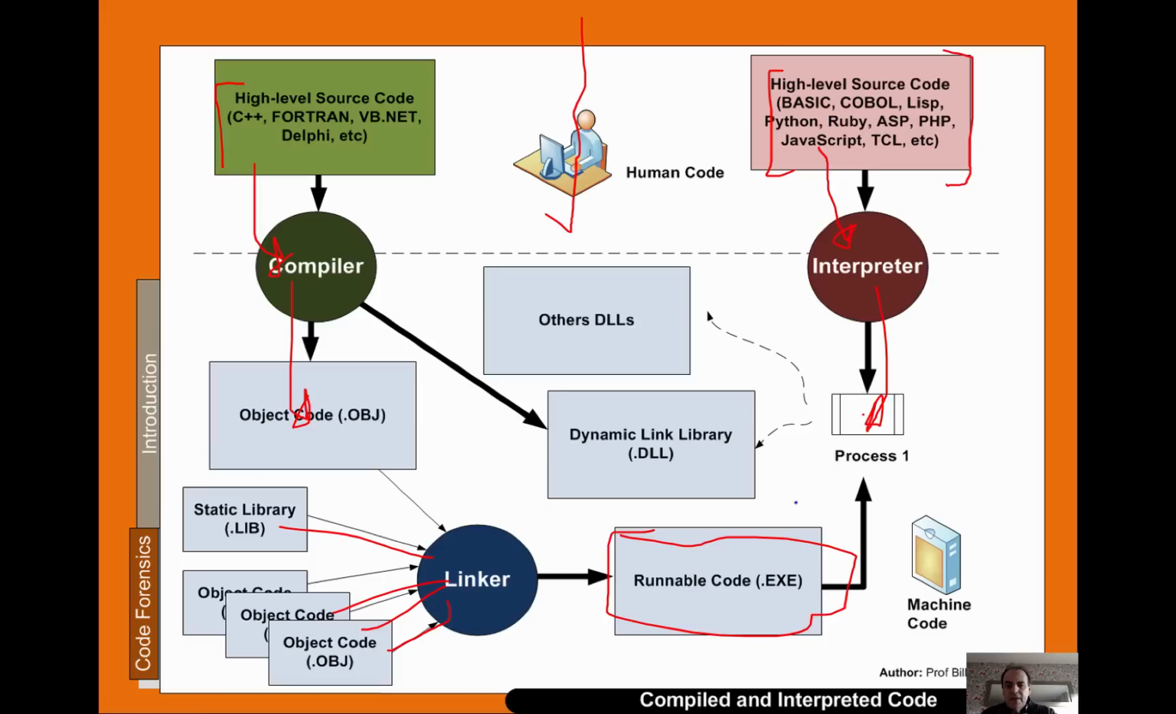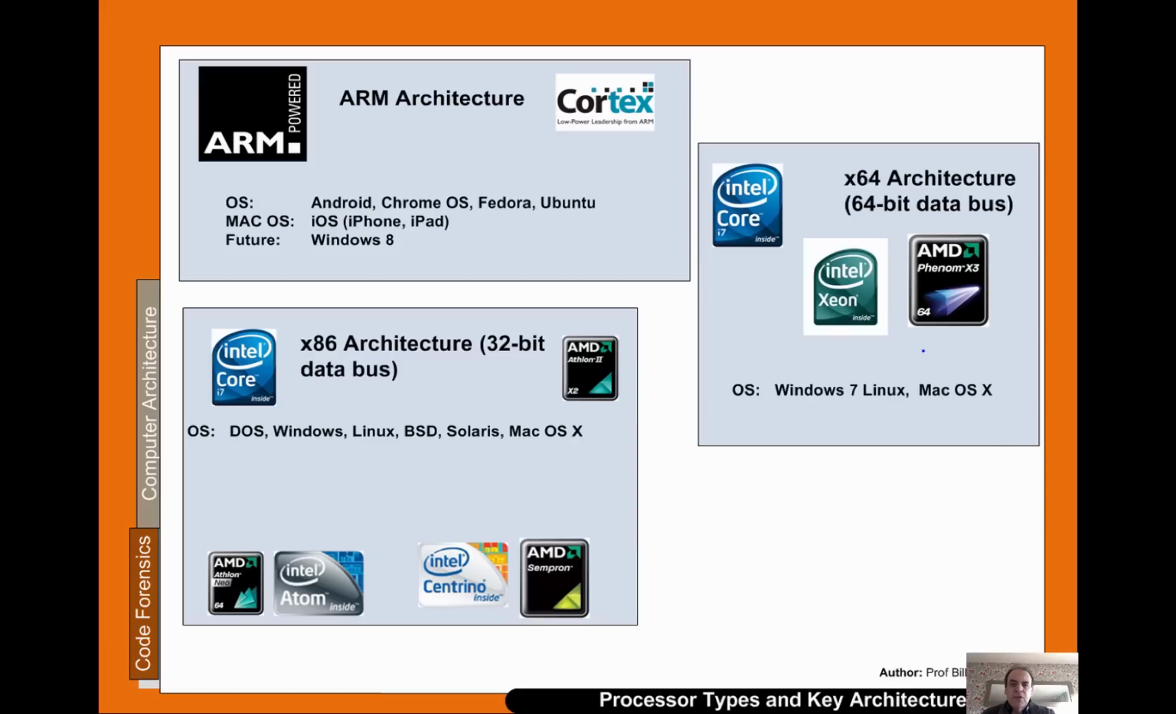We can also call in DLLs when we're running our program, so we don't have to link in all our code. We can have a DLL which is called up when it's actually run. Okay, so that's the difference between compiled code and interpreted code.